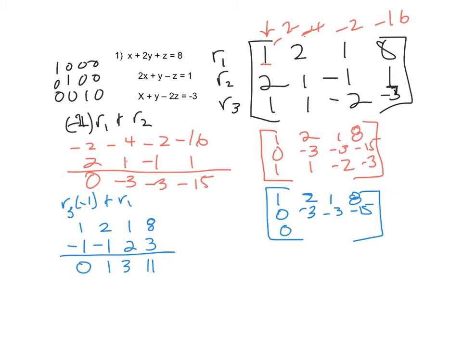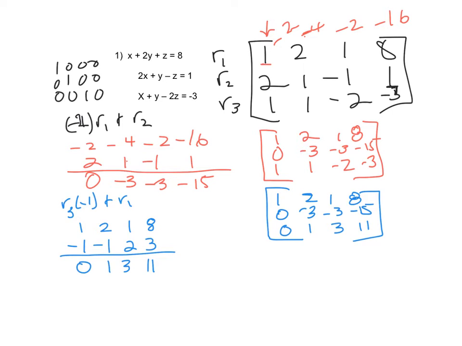Change the third now to 1, 3, 11. Okay, so now I have that. Let's see, so I can try to make the -3 a 1. And that would be just by multiplying the second row by -1/3.